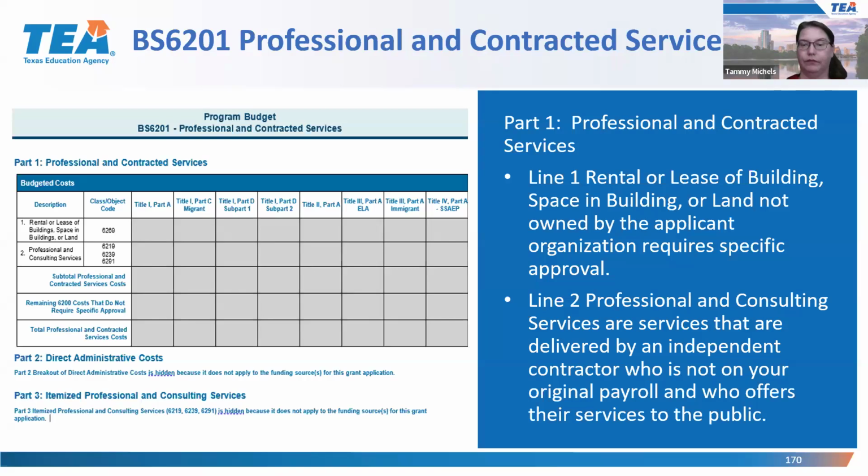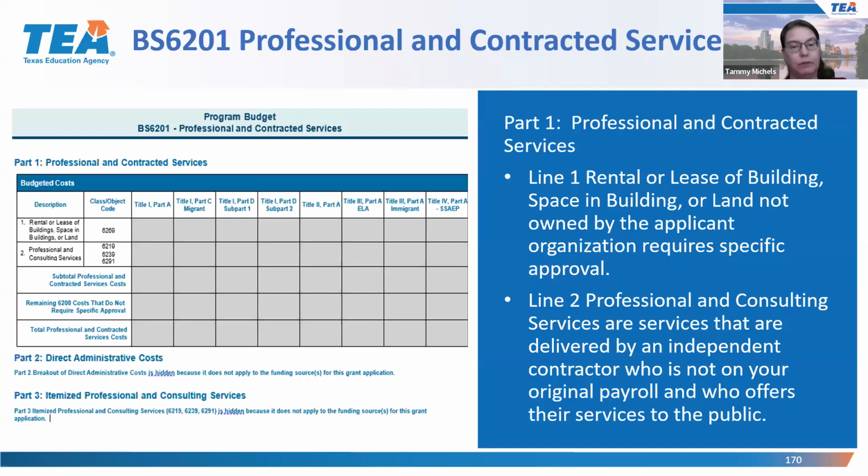Note that in this schedule, funds will automatically populate in the remaining costs that do not require specific approval line. This schedule is used to budget professional services, consulting services, and contracted services. Costs that require specific approval must be itemized. And to itemize these costs, there are two lines in part 1 of the schedule.